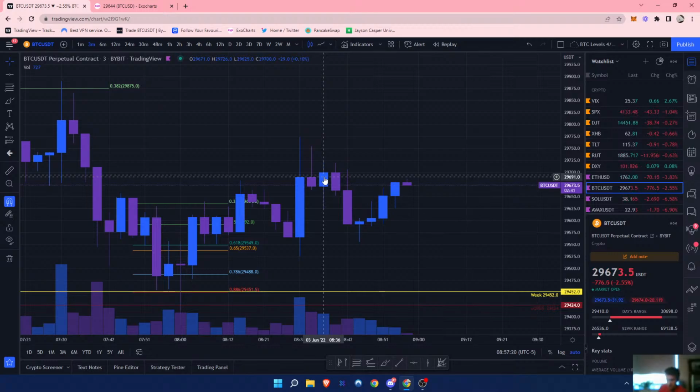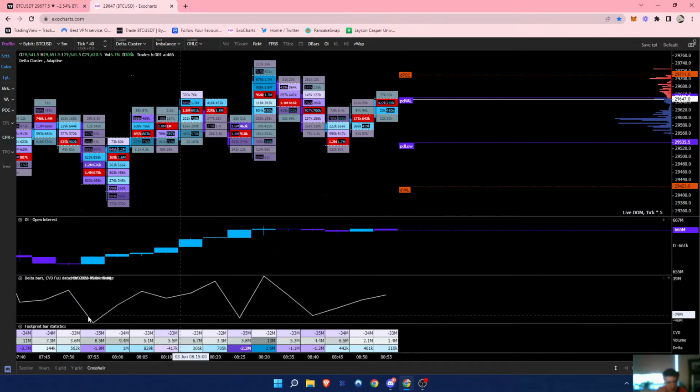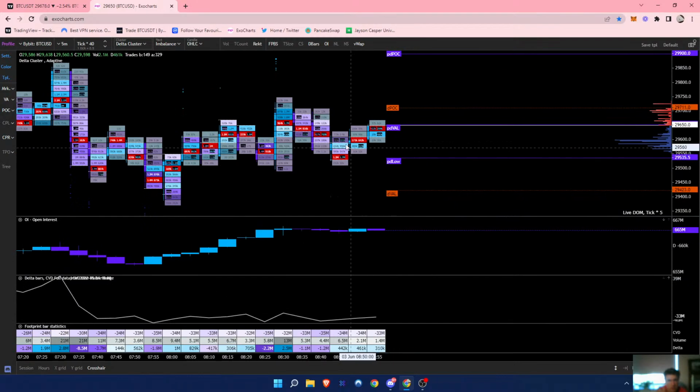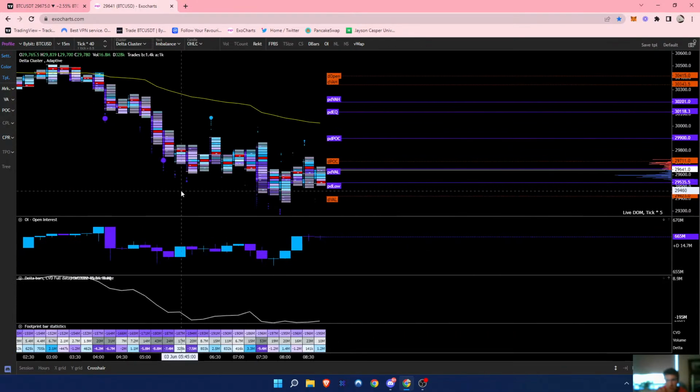But alright, T-minus 3 minutes. We'll see what's happening. But I want to see the CVD go down and make lower lows like it did right here. So really a negative 36 million CVD would be very nice to see. It would make me more confident in that trade.